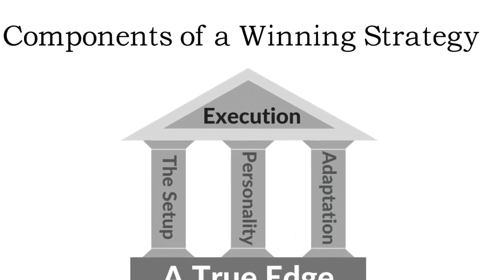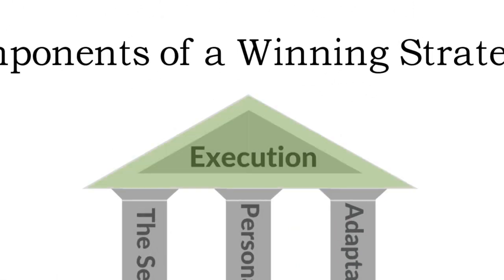Last but not least is the roof, which is the execution of your trading strategy. This is where everything comes together. Without the roof, your strategy wouldn't be complete. This is where everything else is translated into real results. Everything else is the theory, whereas the execution is the practice.